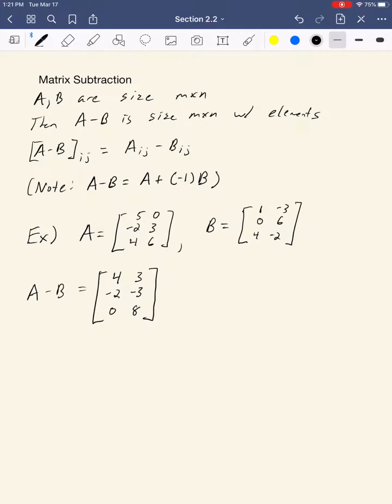Okay. Now that we've talked about subtracting matrices, we can introduce a very special matrix that goes hand in hand with addition and subtraction. Let's talk about what is called the zero matrix. The zero matrix of size m by n is simply a matrix entirely of zeros. In other words, the zero matrix is a matrix where every element is 0.